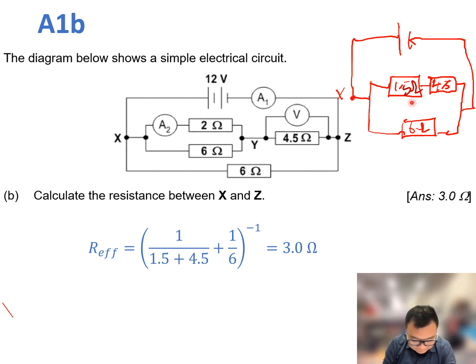The 1.5 ohm and 4.5 ohm resistors, when you add these two together, that will give you a parallel branch of 6 ohm. And the second parallel branch is a 6 ohm resistor by itself, and you can see the value over here. This is how we can get the effective resistance of 3 ohm.